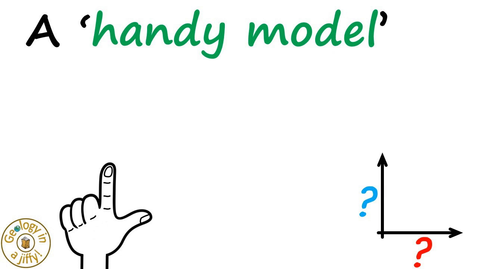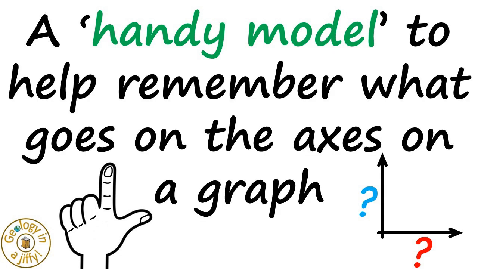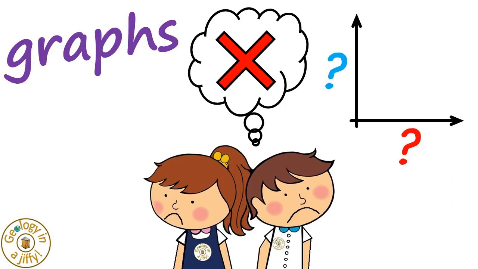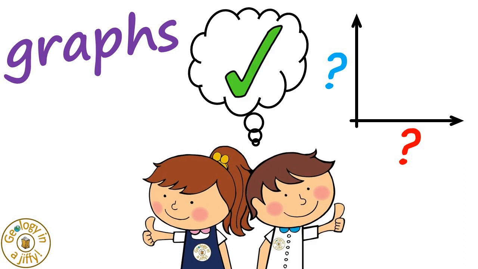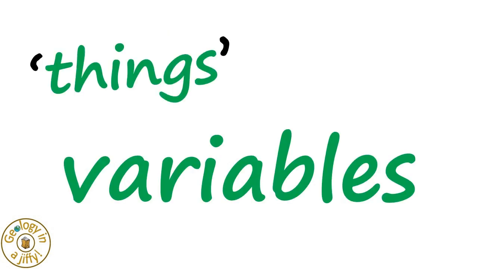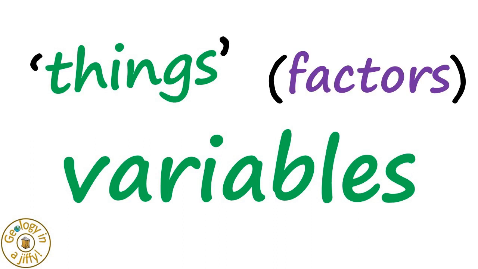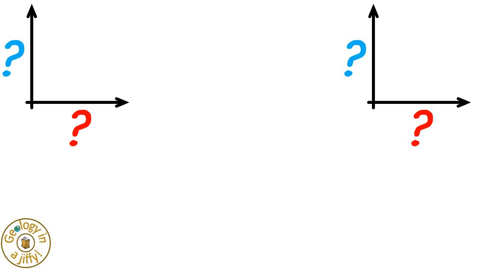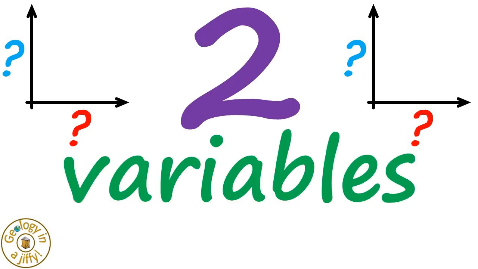A handy model to help remember what goes where on the axes on a graph. Graphs. Some people think graphs are horrible and difficult to understand, but graphs are actually really easy to understand. We all know that graphs present variables, and variables are things, or factors, that we have to think about in an experiment. Graphs are used to present two variables.